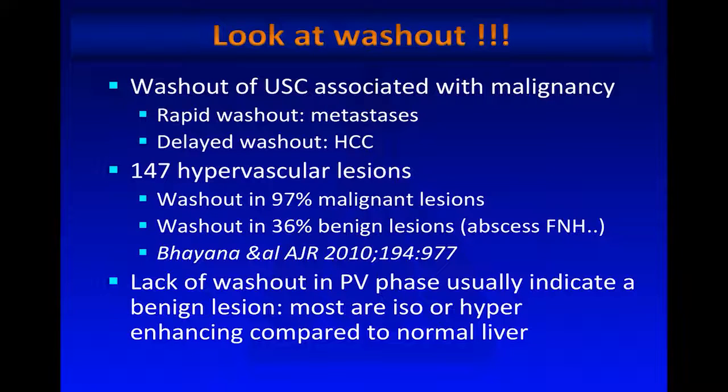look at the washout. For example, this study looked at 147 hypervascular lesions. There was washout in 97% of malignant lesions, and the majority of, but not all, benign lesions did not have washout. Only 36% had washout. So if you have no washout in the portovenous phase and the delayed phase, usually that indicates a benign lesion, and the majority of them are either iso- or hyperenhancing compared to the normal liver. By contrast, a lesion that washes out is really associated with malignancy.